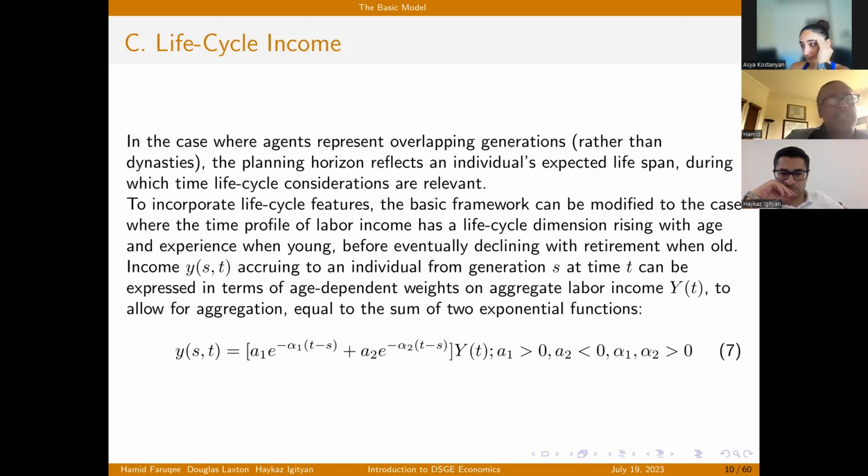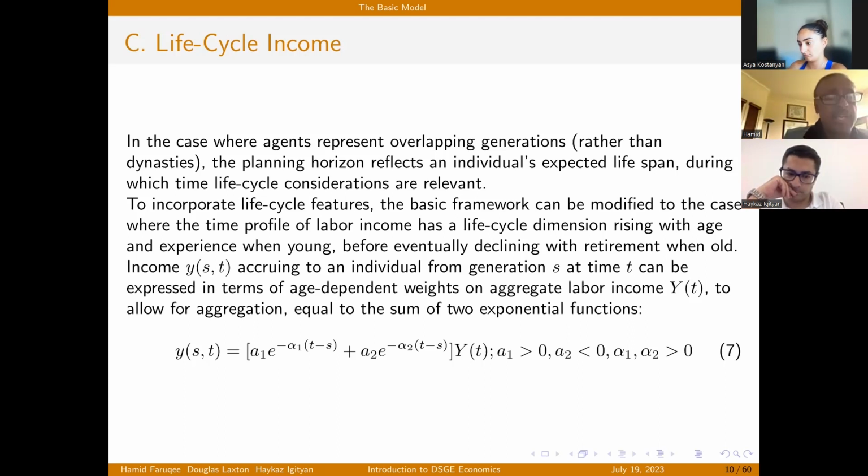In the case of life cycle income, we'll relax that assumption. So to move away from the dynastic case and think about agents not as family lines, but as individuals, then you're looking at the individual income profile over a person's lifetime. And so that will add more of a life cycle feature to the model versus the dynastic case. And we'll look at the implications of that later. But for now, just think about what your income profile looks like over your lifetime.